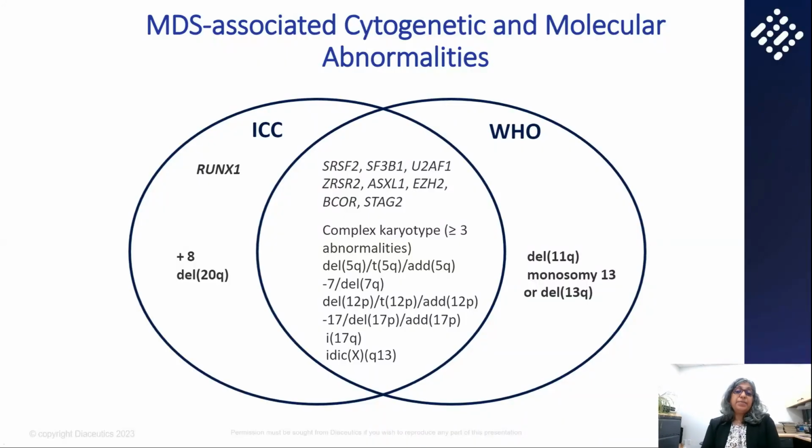In ICC, trisomy 8 and deletion 20q are also included as MDS-associated cytogenetic abnormalities. WHO does not include those two, but instead includes deletion 11q, monosomy 13, deletion 13q. So you can see that, for the most part, the diagnoses are concordant, but there are rare instances where presence or absence of some abnormalities may change the diagnosis.